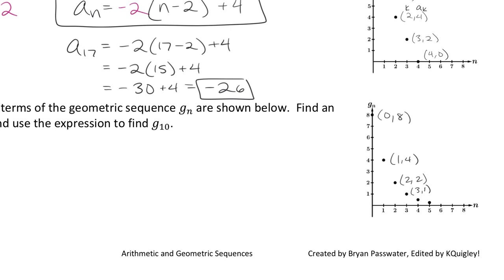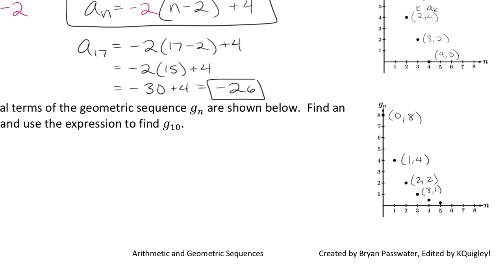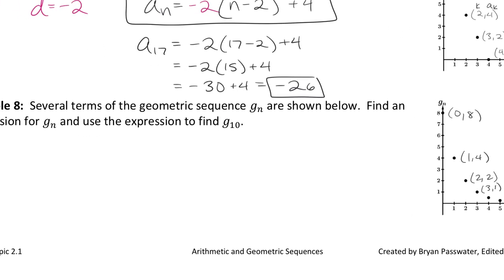Do you guys already see the pattern though? Our outputs go from 8 to 4 to 2 to 1. Divided by 2, but we're going to call it multiplied by half. Okay, we're going to call it that the common ratio is a half. 8 times a half is 4, times a half is 2, times a half is 1, times a half is a half. The next one would be a quarter.